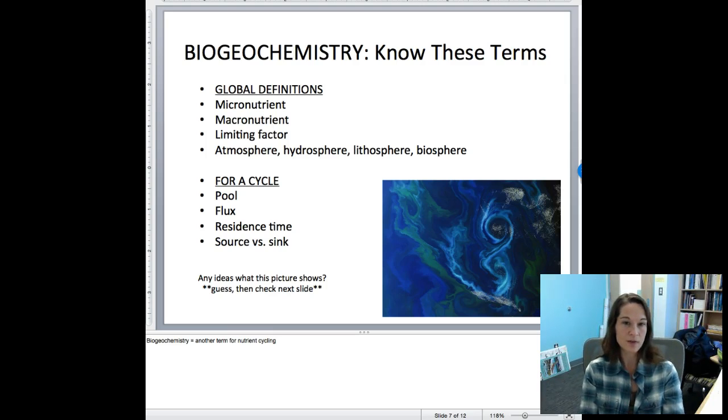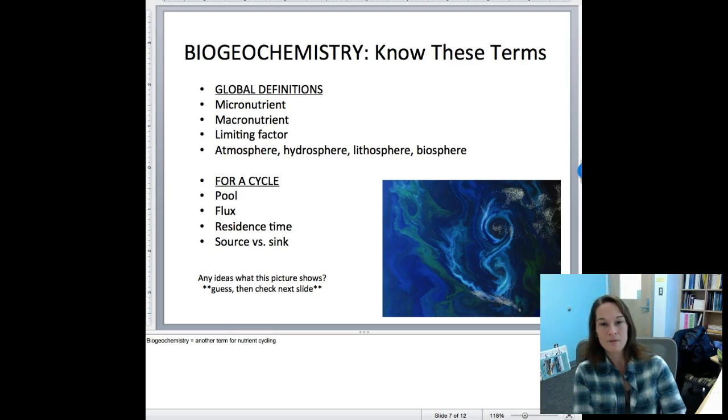I want you to understand the difference between micronutrient and macronutrient. Macronutrients are things that are in large supply in our environment, such as carbon, nitrogen, and phosphorus. Those are the big ones that I want you to know. And then micronutrients are things that are in much smaller concentration, but are still just as important to cycle because they're important for life. And those might be things like magnesium and calcium and other minerals that we refer to as vitamins or nutrients, and we take a multivitamin to get those sometimes because we don't get enough from our diet.